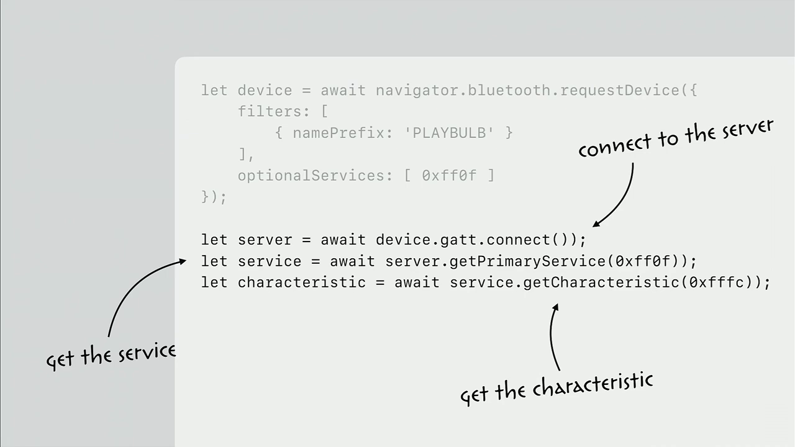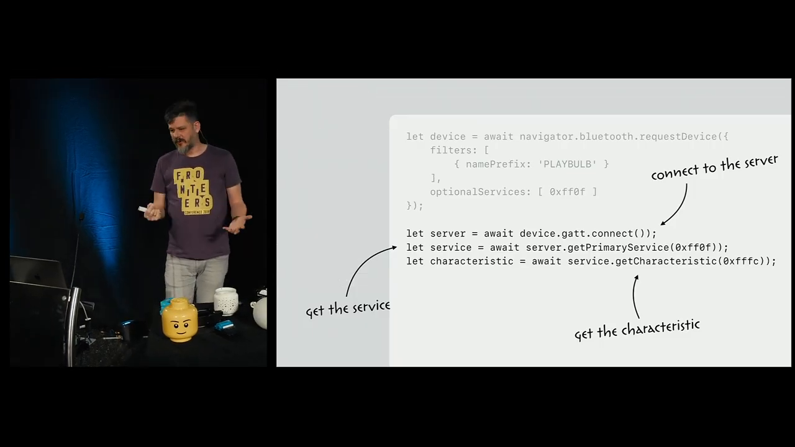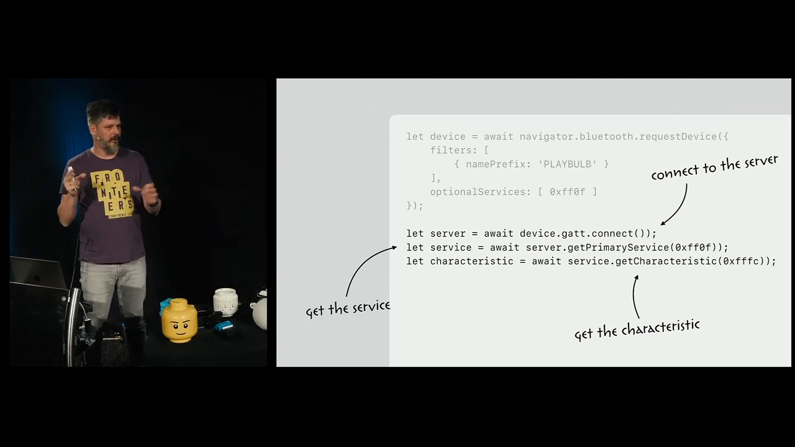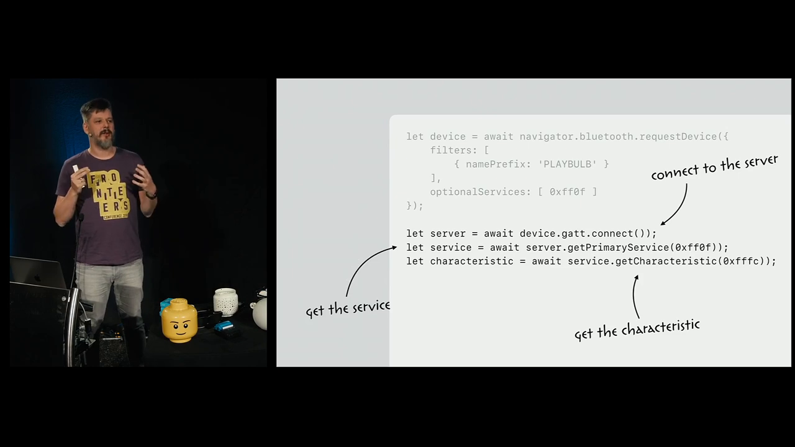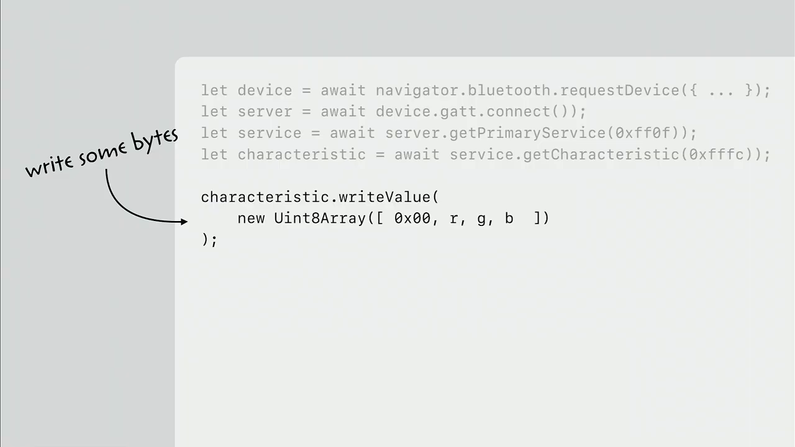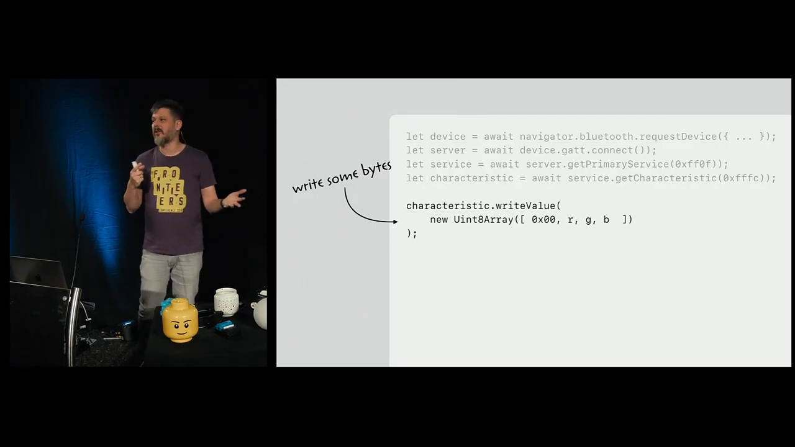And then we can await getting the primary service, which is specified by the UUID, and we get a service. And finally, we get the characteristics, again specified by the UUID, and we get the characteristic. And now we have the characteristic, and we can actually start doing stuff with it, like writing data. So you call write value on the characteristic with those bytes. And in case of a light bulb, it's just 4 bytes. So we can specify an RGB value.